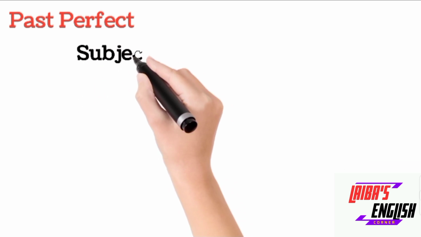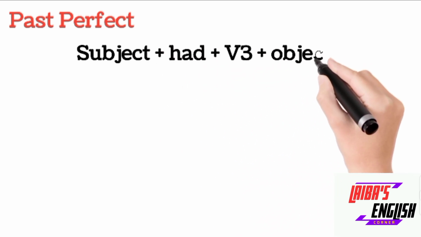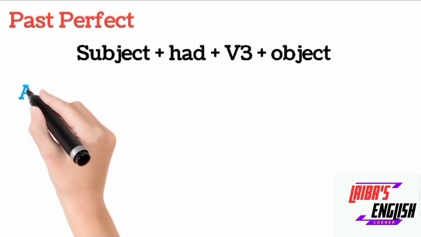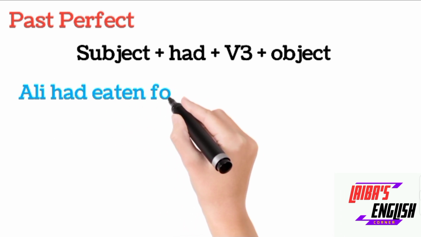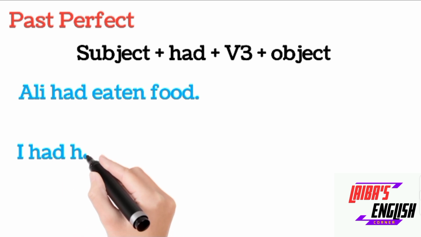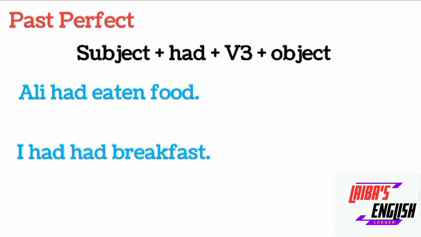For making a sentence past perfect, what you have to do? You have to use third form of verb. Because in the past perfect, work is done in the past. The work started and ended in the past. So the structure will be subject plus had plus verb third form plus an object. For example, Ali had eaten food. Ali is a subject, had is a helping verb, eat third form is eaten and object is the food.